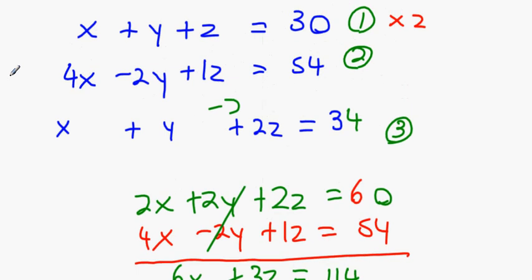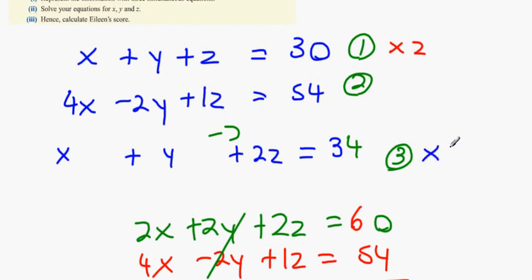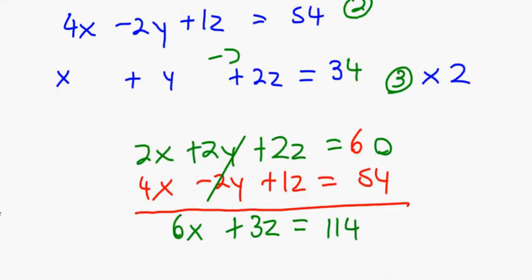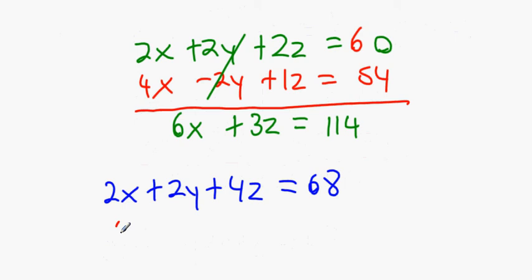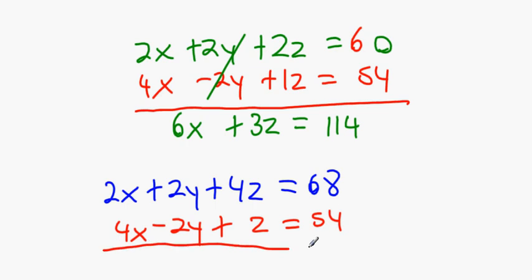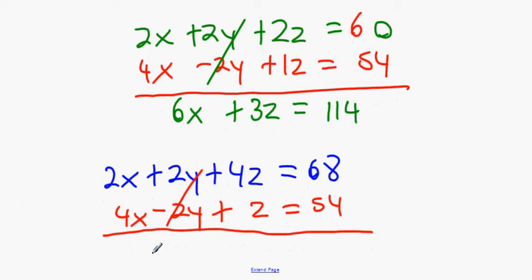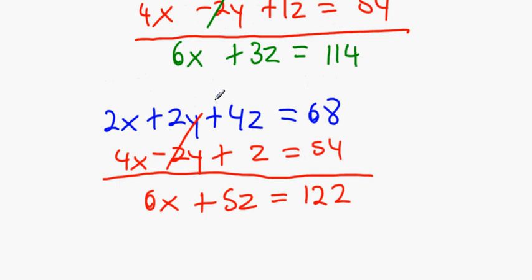Next one we're going to do is we're going to do the same thing with number 3. We're going to multiply number 3 by 2, and we're going to do the exact same system. So we're going to get 2x plus 2y plus 4z equals 68. We're going to use our original red equation there, which is equation 2, okay, which is 4x minus 2y plus z equals 54. We're going to take these away from each other, and what we should get is 6x plus 5z, 68 plus 54, 122.